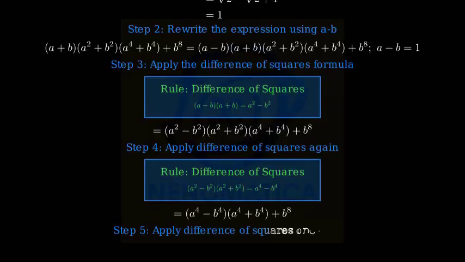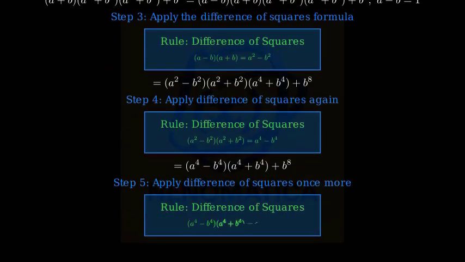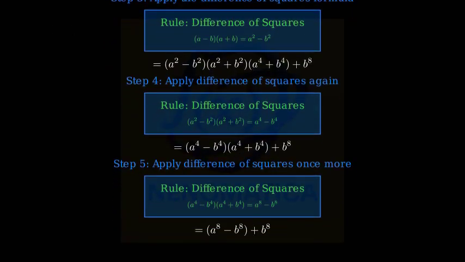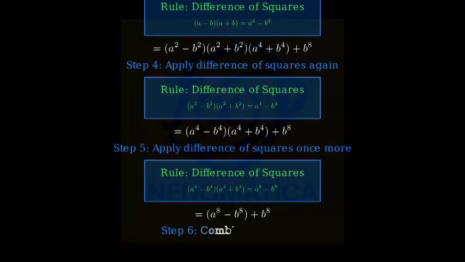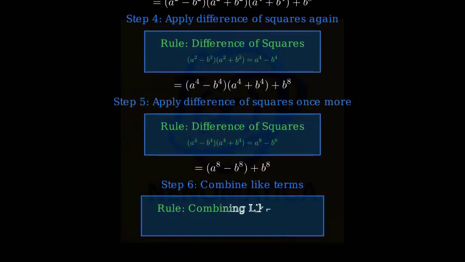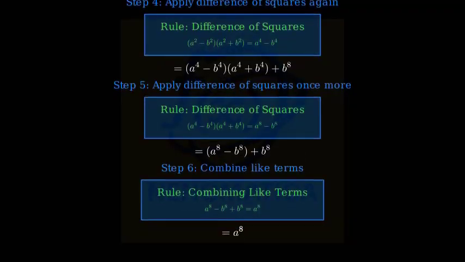Applying the difference of squares pattern one more time, the quantity a to the fourth minus b to the fourth times the quantity a to the fourth plus b to the fourth equals a to the eighth minus b to the eighth. So our expression becomes a to the eighth minus b to the eighth plus b to the eighth. Now we can combine like terms. A to the eighth minus b to the eighth plus b to the eighth simplifies to just a to the eighth.